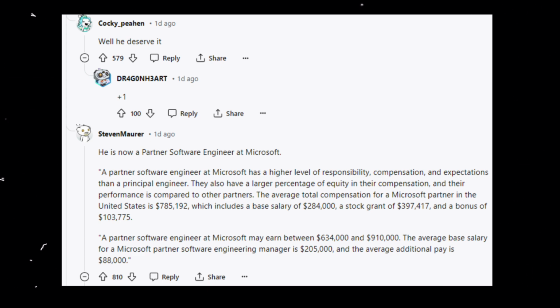The average total compensation for a Microsoft partner in the United States is $785,192, which includes a base salary of $284,000, a stock grant of $397,417, and a bonus of $103,775. A partner software engineer at Microsoft may earn between $634,000 and $910,000. The average base salary for a Microsoft partner software engineering manager is $205,000, and the average additional pay is $88,000.